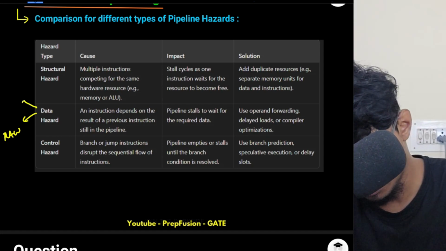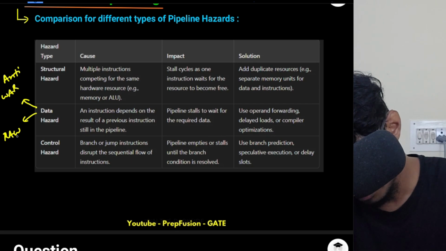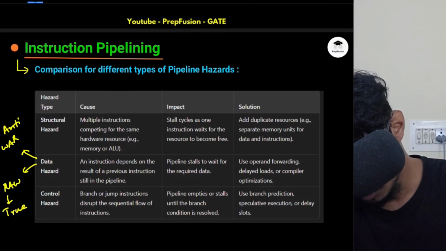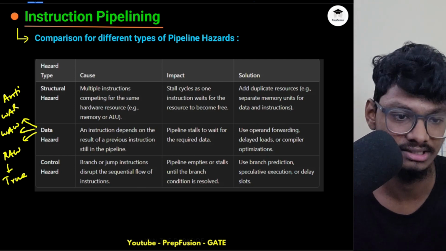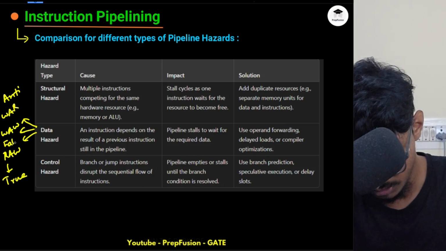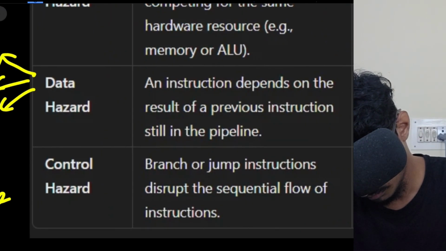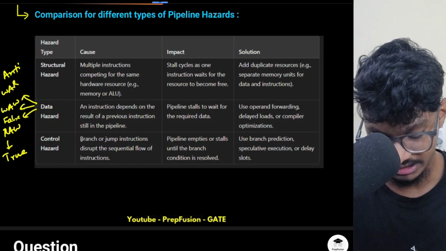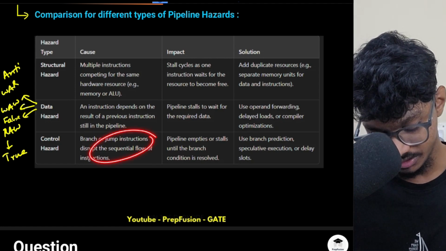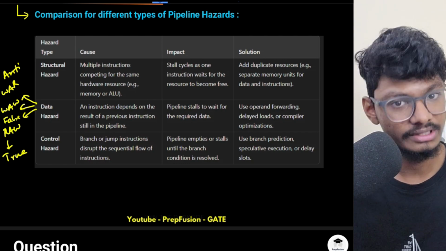What was the anti-dependency? Anti-dependency was WAR. You can write short notes like this, right? This is anti-dependency and this is true dependency. And what was false dependency? False dependency was WAW, because we're just writing back. Okay, it doesn't matter. So this was the false dependency. And in control hazard, we have just studied, that is branch or jump instruction disrupt the sequential flow of the instruction. Okay, hence we have to provide stall. So the solution is mainly providing stall cycles.